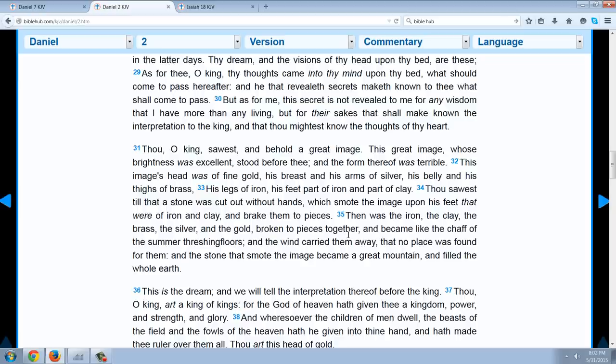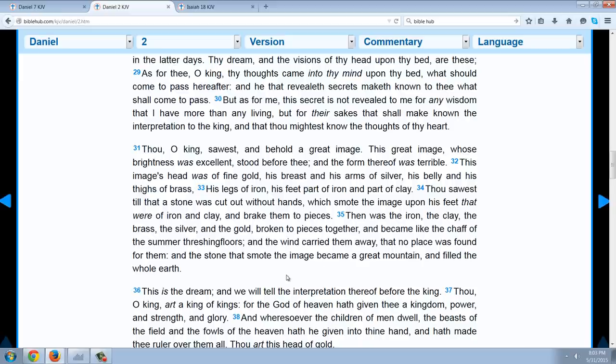Verse 31, "Thou, O king, sawest, and behold, a great image." Now remember, this is Nebuchadnezzar. This is a Gentile king. If you look at Daniel 4, that is actually the testimony of a Gentile king. That's actually the only chapter in the Bible written by a Gentile. The rest of the Bible is written by Jews. But again, this is what Daniel interpreted.